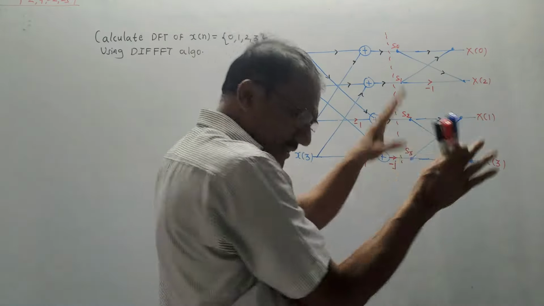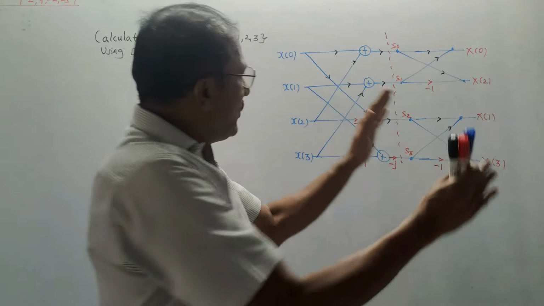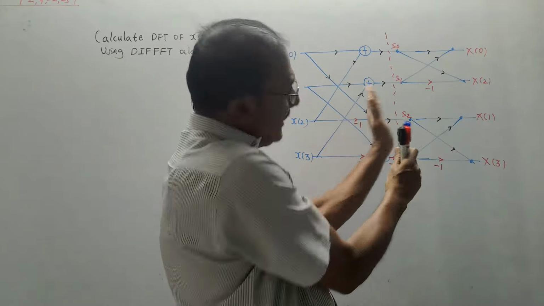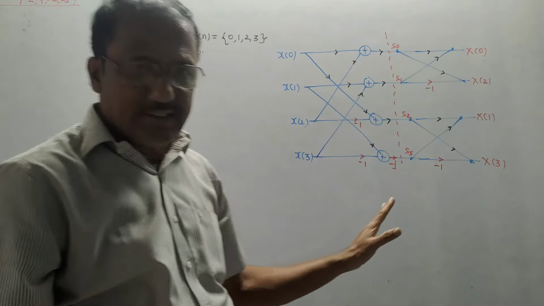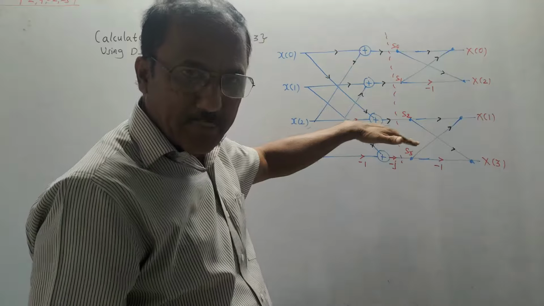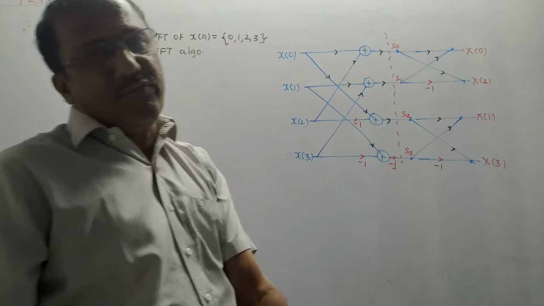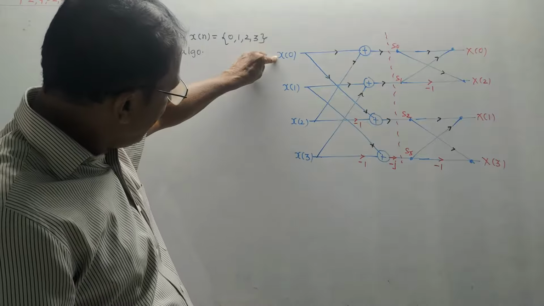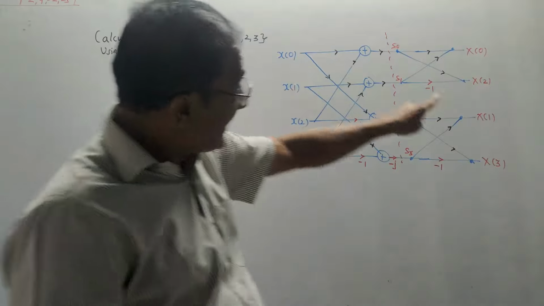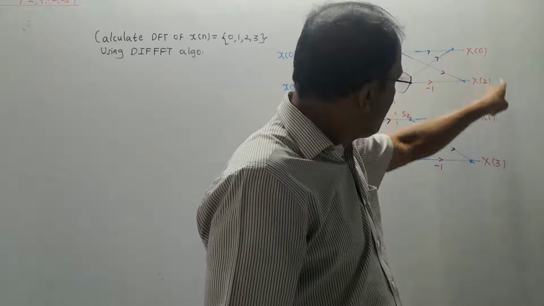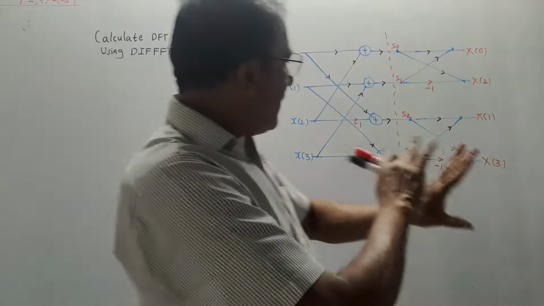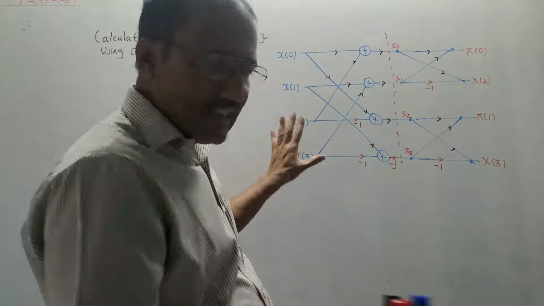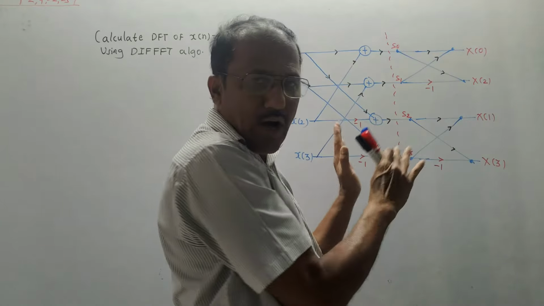So I have drawn the same diagram. You need to remember, only I have changed the position. Stage 1 and stage 2 are interchanged. That's it. You don't have to memorize the diagram separately. And one important difference: here, the input is in proper order, like x of 0, 1, 2, 3, whereas the output is shuffled: X of 0, 2, 1, 3. All the remaining things are as they are. Only stage 1 and stage 2 are interchanged.